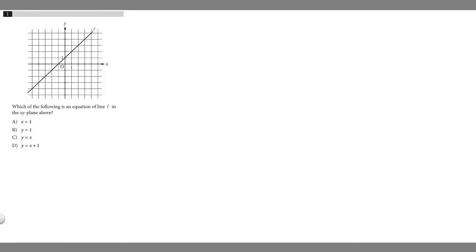So in this problem, we're asked which of the following is an equation of the line L in the xy-plane above. And so we're given this line here on this graph. And so we have a linear line like this. So we know that the equation of a linear line is going to be y equals mx plus b.